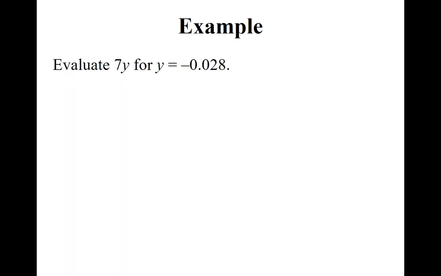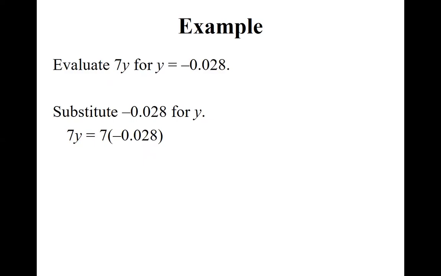Evaluate 7y for y equals negative 0.028. Plug it in, plug it in. 7 times y becomes 7 times negative 0.028. Be careful that you don't subtract here. This is not subtraction. That negative sign isn't before the parentheses, it's inside of it. This is multiplication, 7 right up against parentheses. Positive times negative is negative.